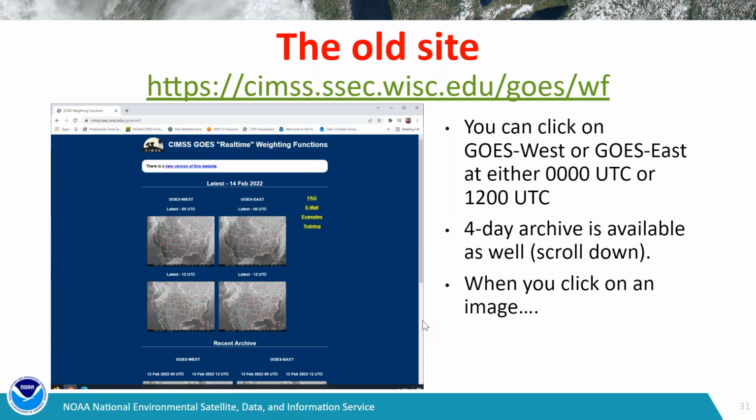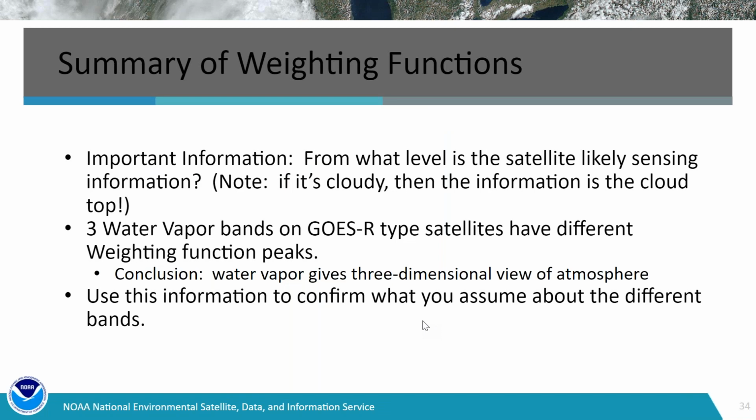Next slide, please. I think I'm almost done here. Summary: the important information you get from the weighting function is, where is the satellite sensing the data? What level is the information coming up from the atmosphere coming from? If it's cloudy, of course, it's coming from the top of the cloud. So these are all clear sky computations. It takes the temperature and the moisture information, puts it in a radiative transfer model, and does some clear sky calculations. And if you have clouds there, the information is just coming from the cloud top.